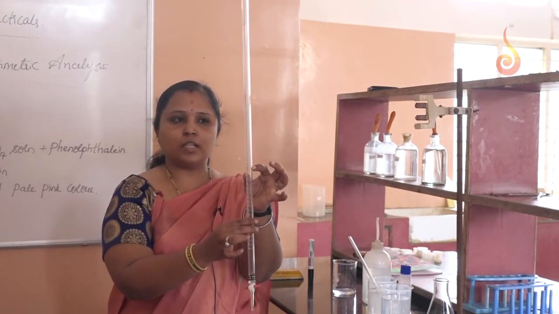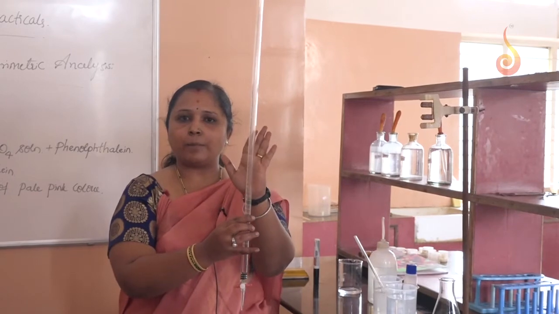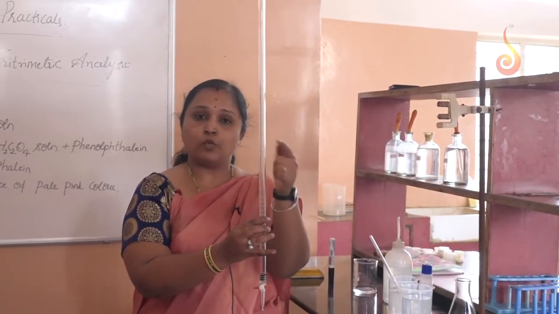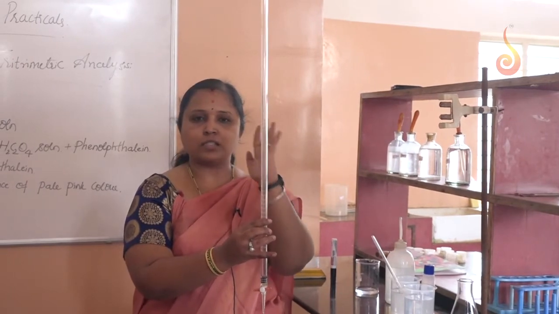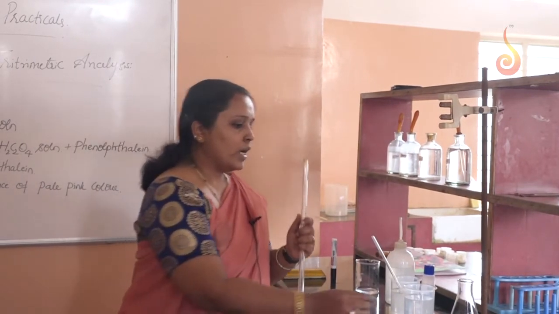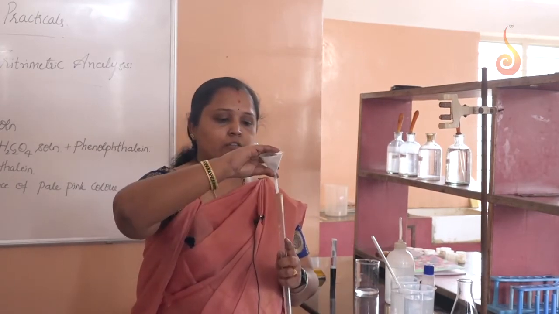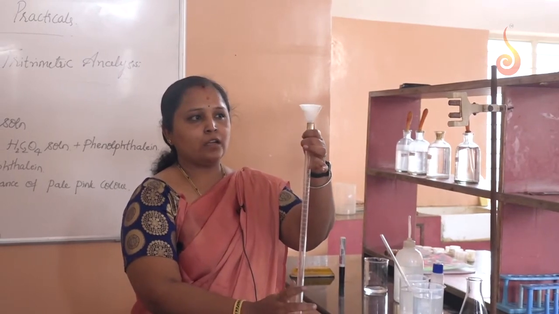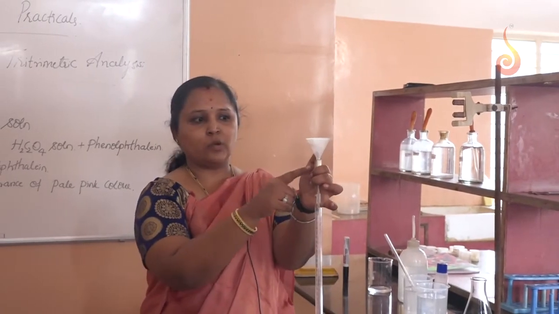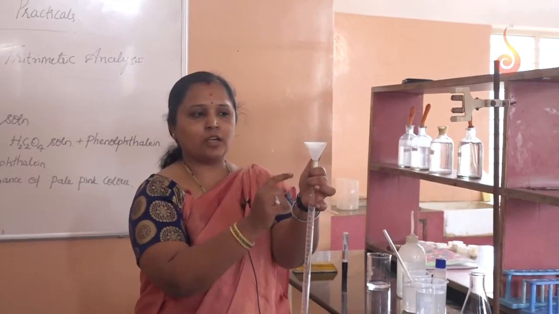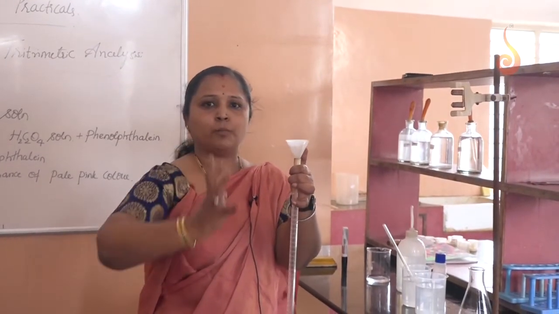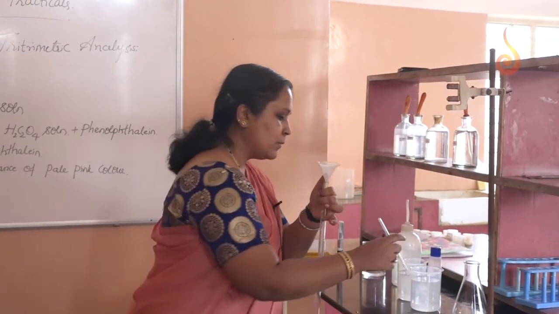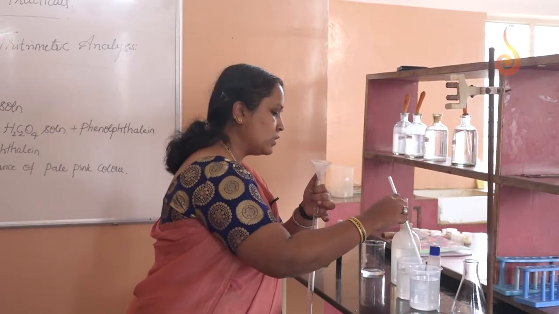Why do we have to rinse with the solution? Because previously the apparatus would have been washed with water. Water droplets will be present inside which may dilute the solution. That is the reason we rinse it. While filling up, place the funnel like this and raise the funnel with your thumb, leaving a small air gap. If it is not raised, then what happens? The solution will pour out of the funnel. So raise it using the thumb like this and start adding the solution.